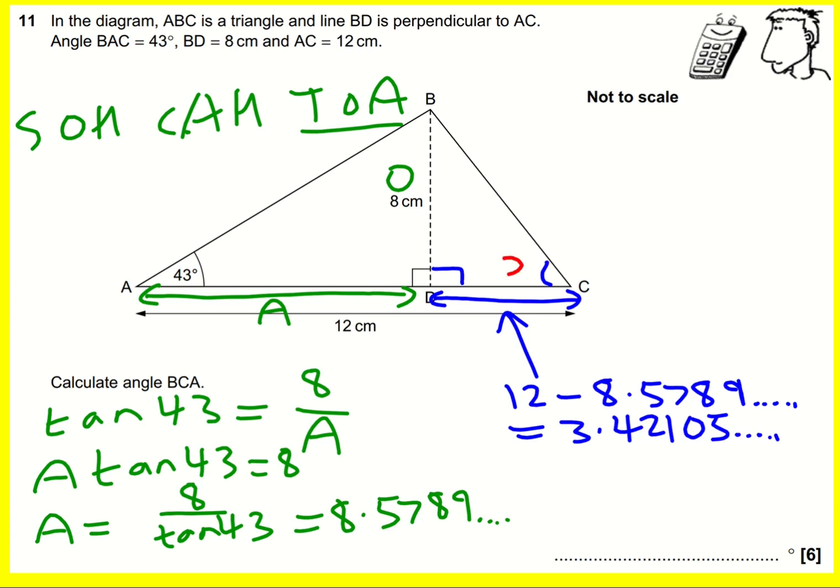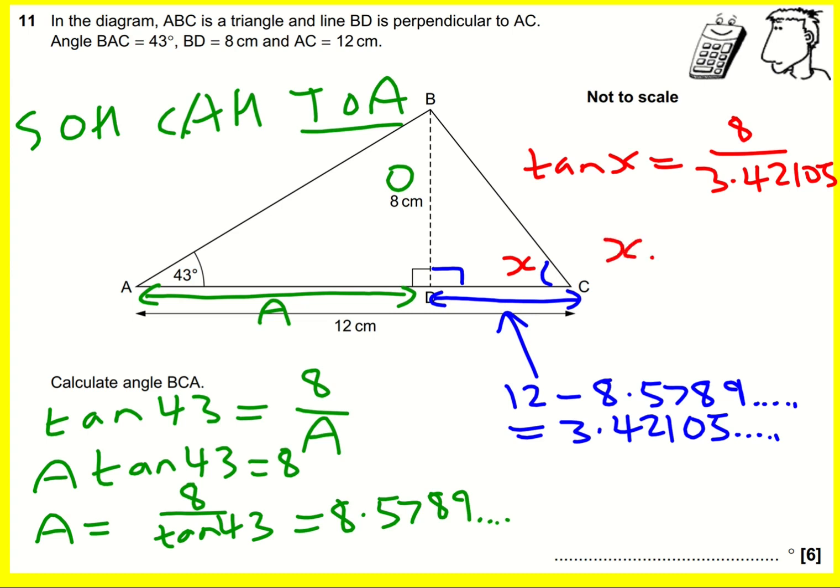I think I'll call it X. It's going to be tan. Again, it's going to be tan because I've got the opposite. It's still the opposite for this X. So I'm going to leave it as that. And then this is now going to become the adjacent of my triangle. So it's going to be tan X is my opposite 8 divided by my adjacent 3.42105. That's enough decimal places.